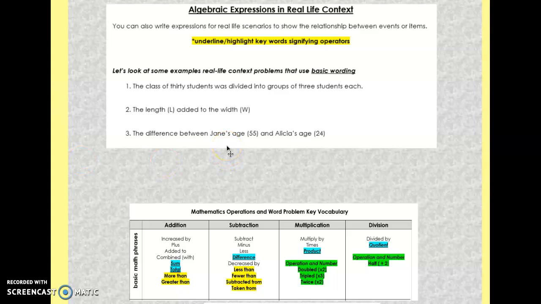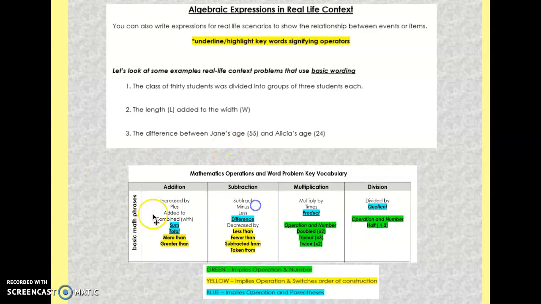All right, so these are examples that use basic wording. Again, that first level of our resource chart. So if I look at number one, the class of 30 students was divided into groups of 3 students each. So what I want you to do is take a minute and highlight the key word that is an operation. So this one, again, basic wording, is divided, which we know would be the operation of division. It spells it out for us, guys.